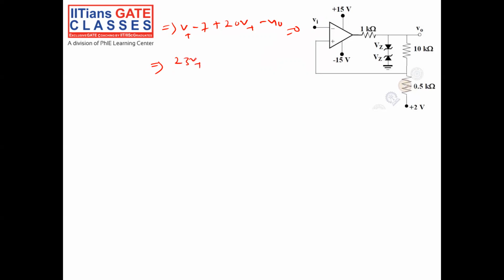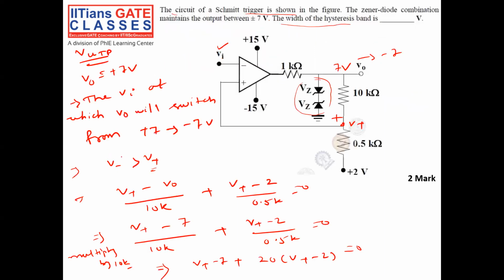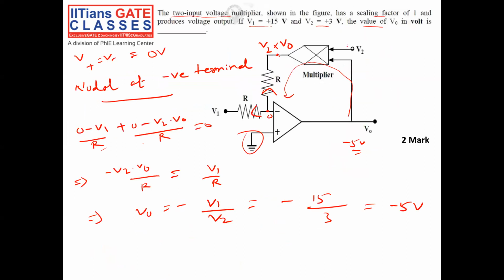This implies 21 V positive is equal to 47. So V positive is equal to 47 by 21, which is 47 divided by 21 equal to 2.23.